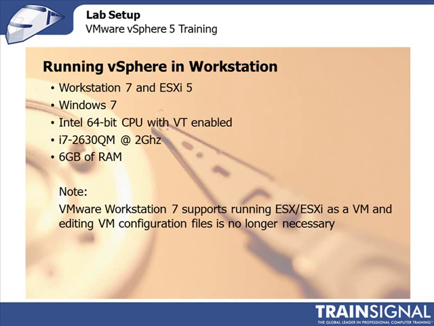If you do go the virtual lab route, here's a few things you should know about running vSphere in VMware Workstation. This is actually the configuration that I used for the few times in this course that I created a lesson using the virtual lab option. So what I did is I used VMware Workstation version 7, that's the latest version, and ESXi 5. In fact, VMware Workstation 7 supports running ESX and ESXi as virtual machines without editing any configuration files like you used to have to do in previous versions of Workstation.